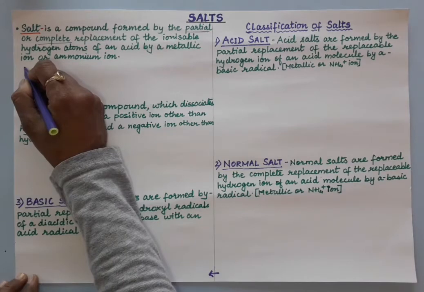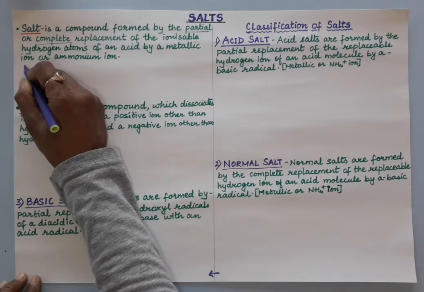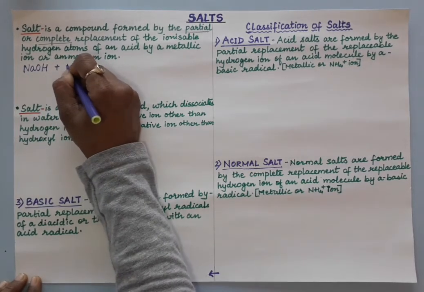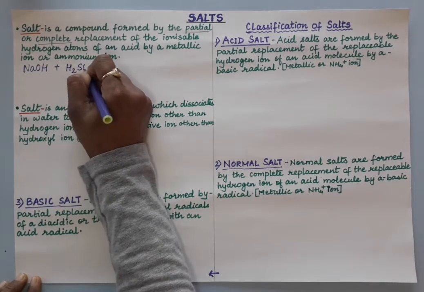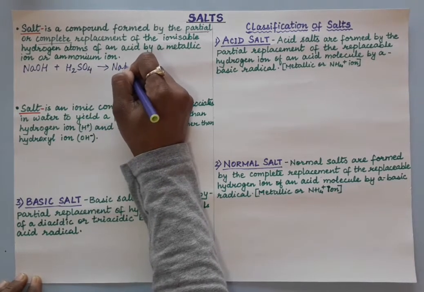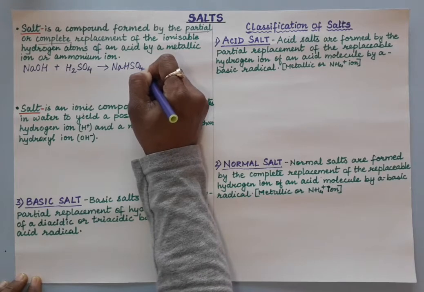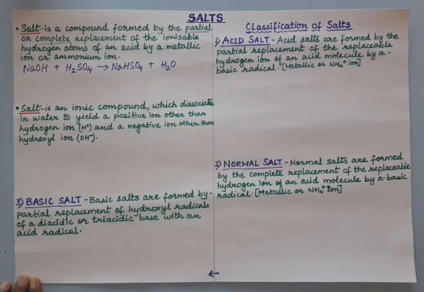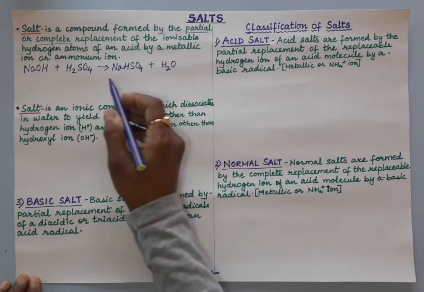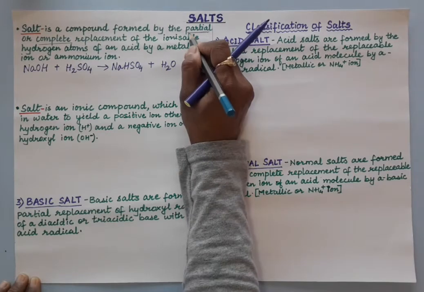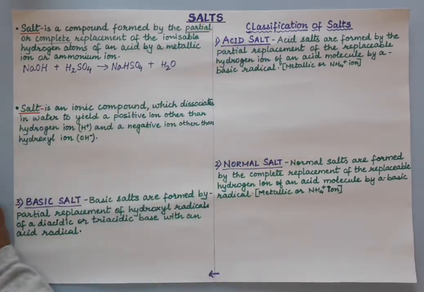The first reaction is partial replacement. Sodium hydroxide, when it reacts with sulfuric acid, gives sodium bisulfate plus water. Now sodium bisulfate here is an acid salt. So what is happening over here is partial replacement, right?